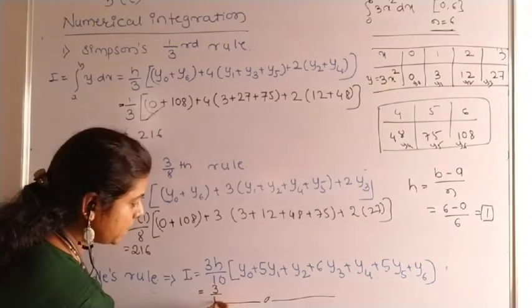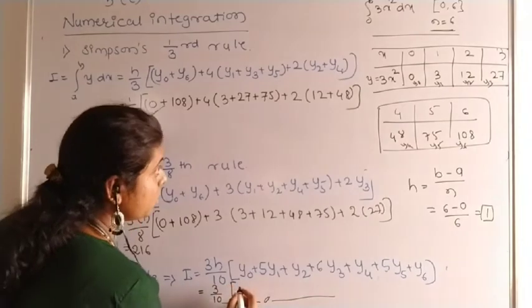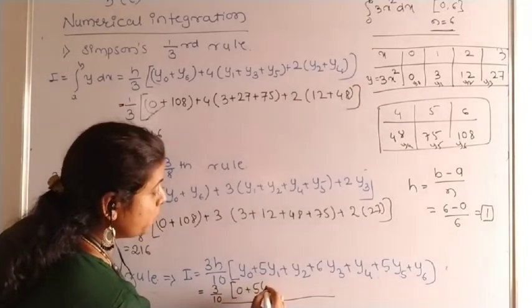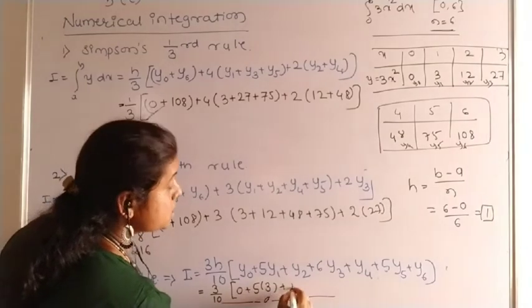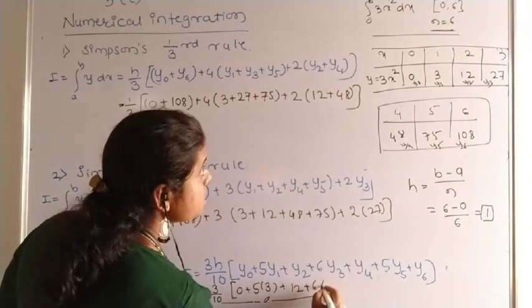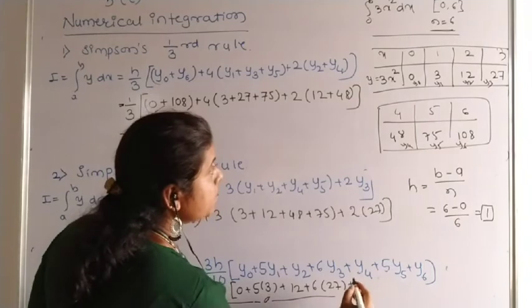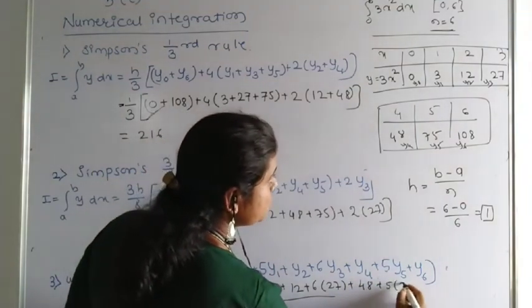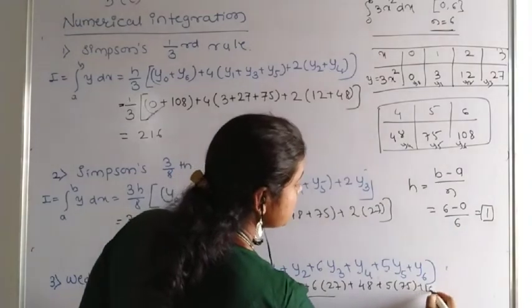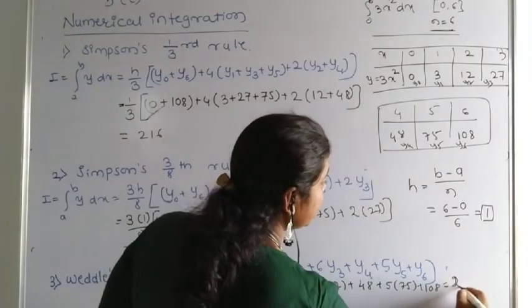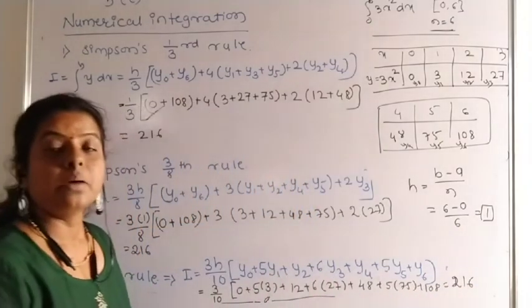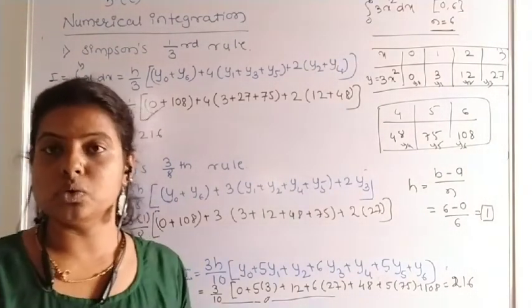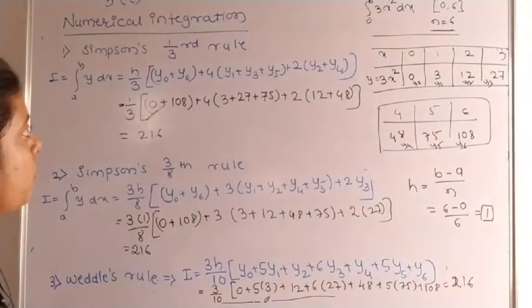In Weddle's rule also, you have to substitute all the values. Here also 3h by 10. y0 is 0, plus 5 times 3, plus 12, plus 6 times 27, plus y4 which is 48, plus 5 times 75, plus 108. The value you will get is 216. After substituting all the values in all the rules, you will get the same value.